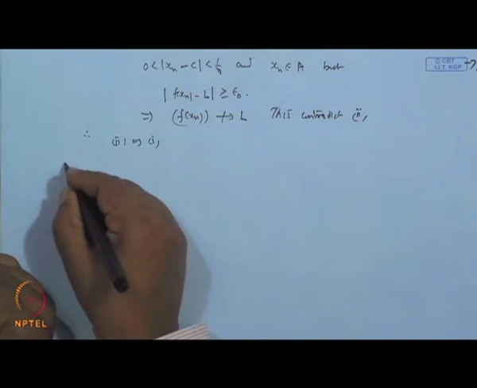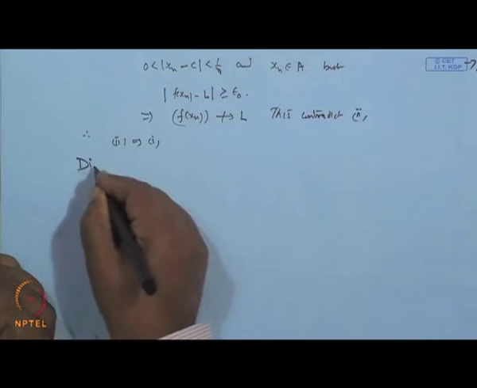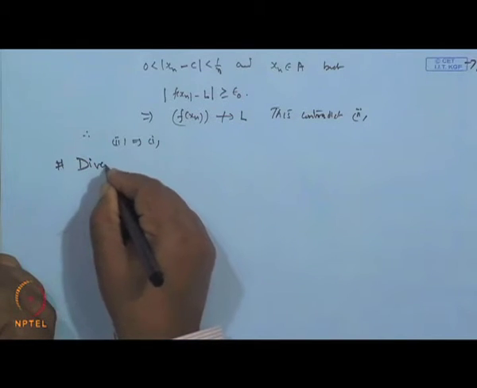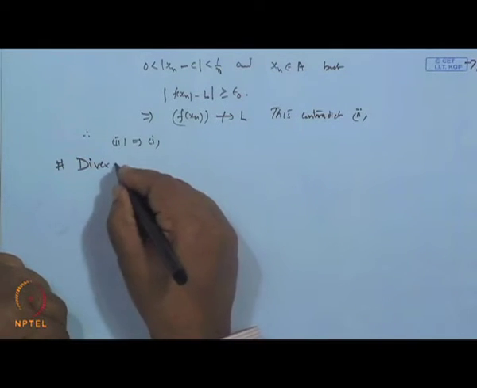Just like in a sequence, we have some criteria for the divergence of the sequence. In a similar way, here also we have a criteria for divergence of the limit, that if the limit does not exist, what is the criteria for it. Okay. So, let us see the divergence criteria.